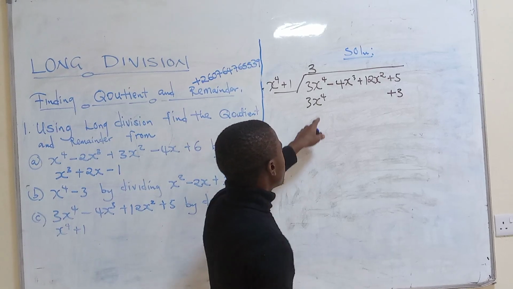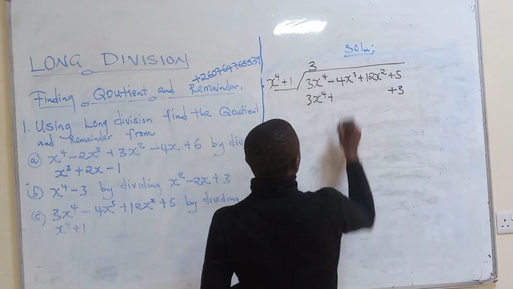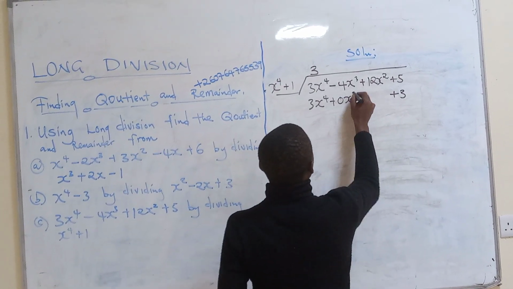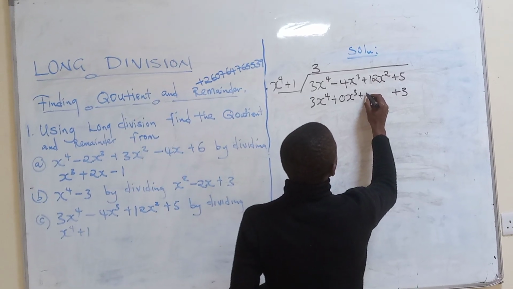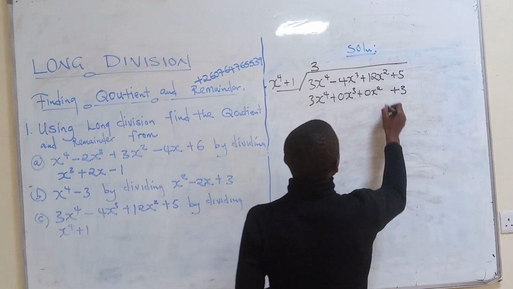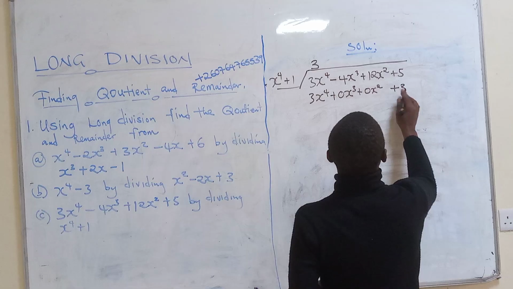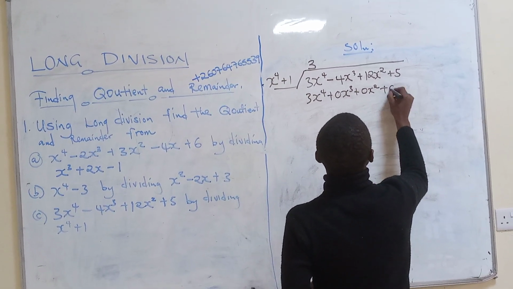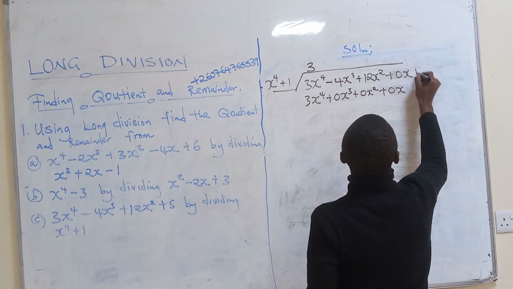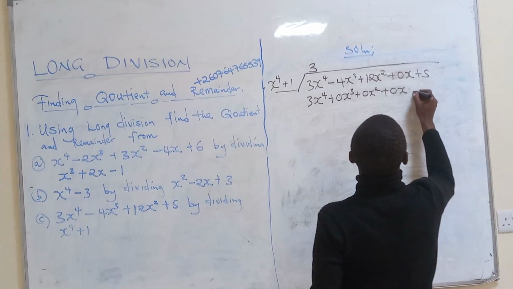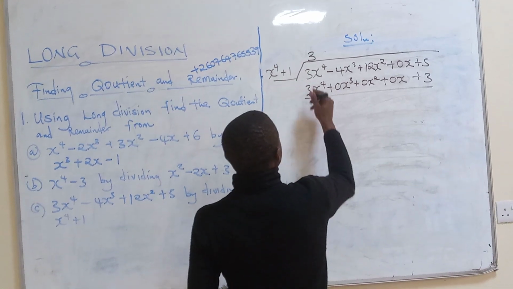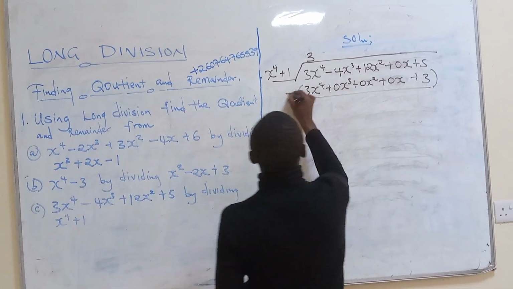And then what am I going to do with this gap? I should write according to the descending order, that is 0x to power 3 plus 0x to power 2 plus 0x. Even here descending powers, 0x plus 5, so plus 3. And then I should put these things inside the brackets and multiply by the negative.